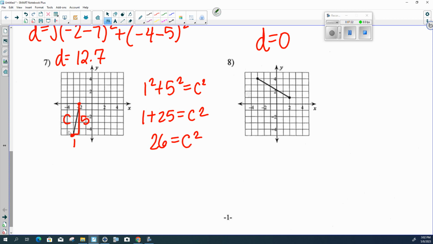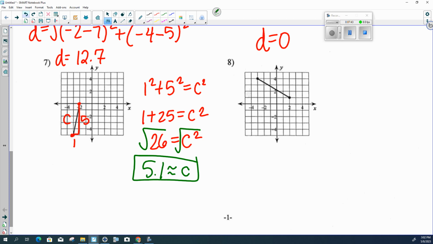I don't want to know c squared. I want to know c. So what's the inverse operation to get rid of that guy? I hope you're thinking this right in your head. The square root, of course. And the square root of 26 is 5.1. We are estimating, we rounded to the nearest tenth.